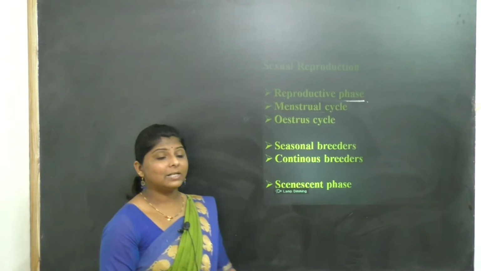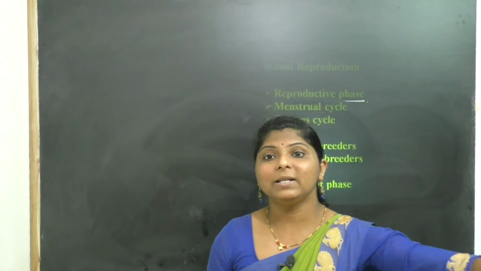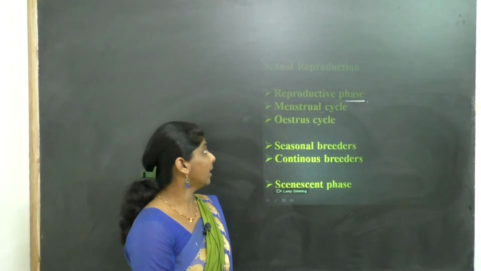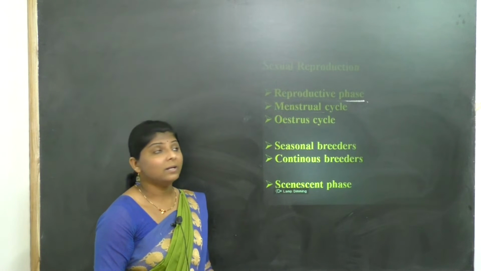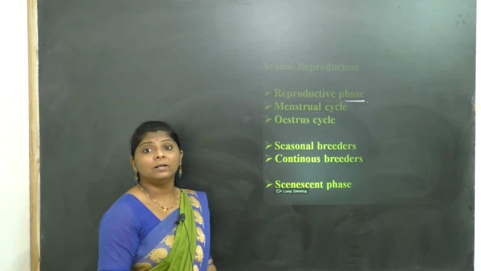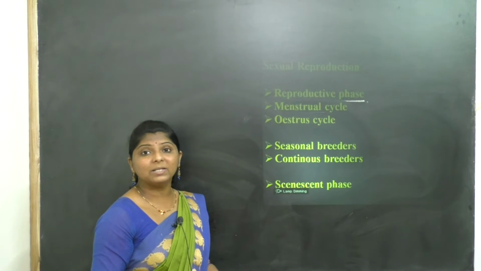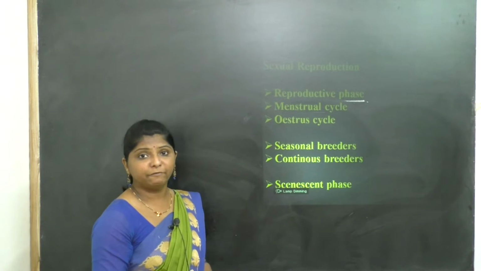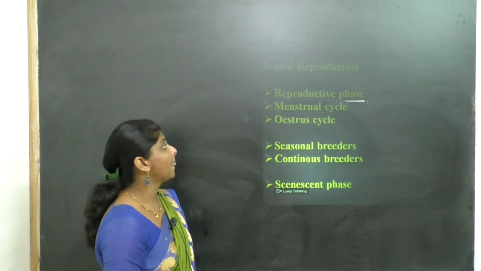Fine, that is how we will come to know that an animal is in its reproductive phase. So when it comes to animals, the menstrual cycle or estrous cycle signifies that an organism is in its reproductive phase.